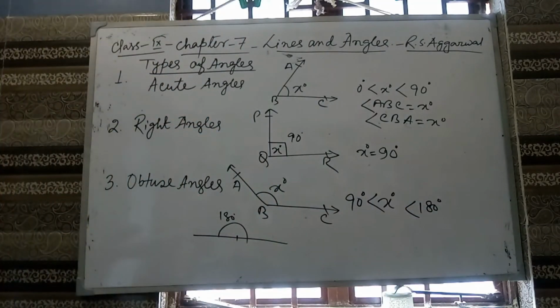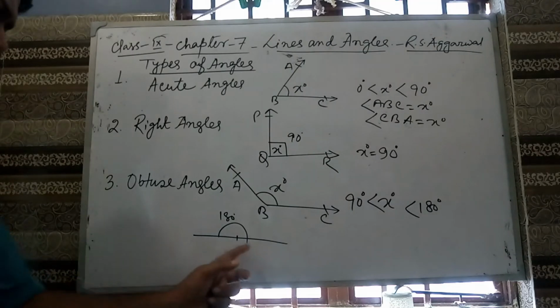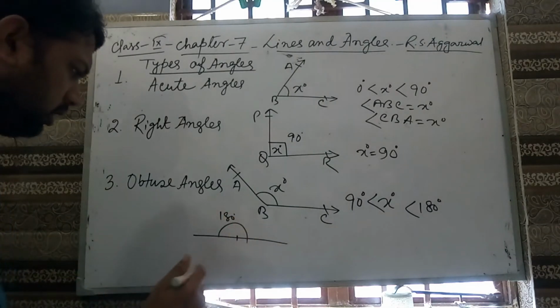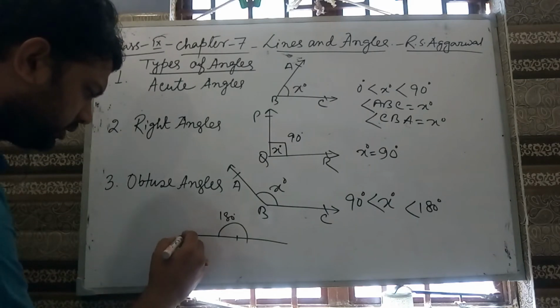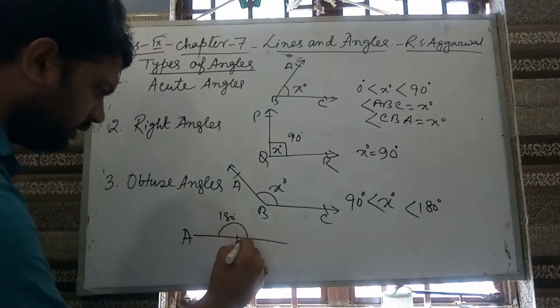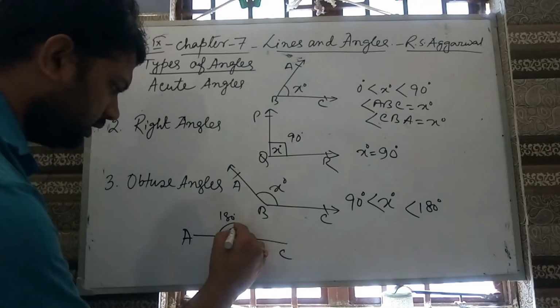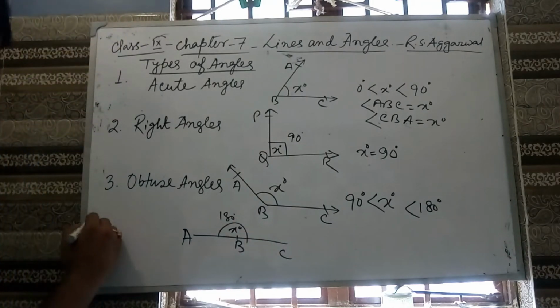Okay. Next one is straight angle or straight line. In a straight line, if we consider a point on it, then this angle is called a straight angle. A, B, C, x degree. So number 4 is straight angles.